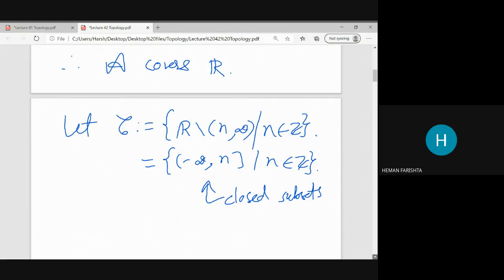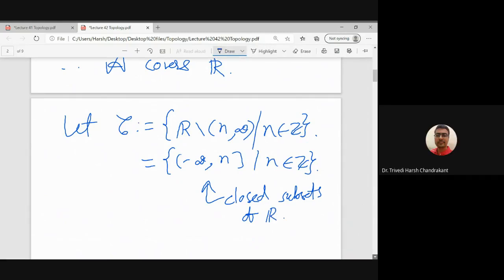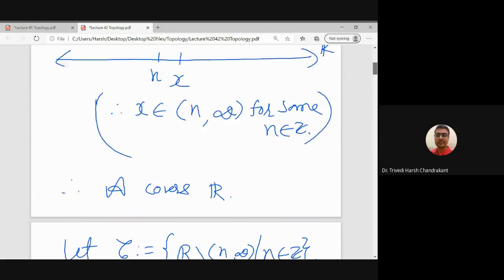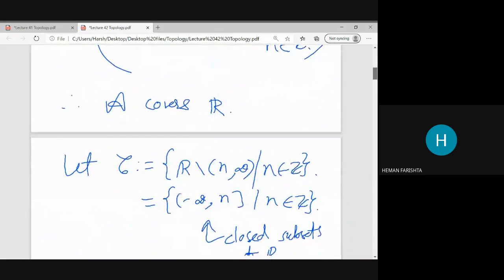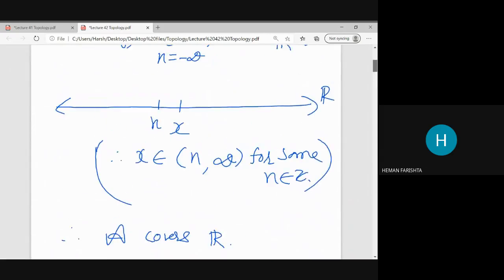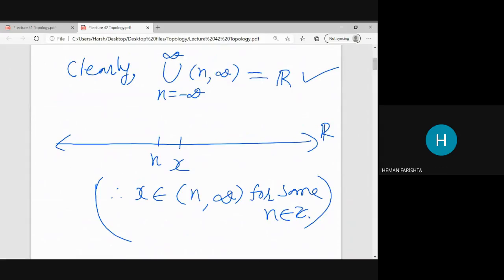So all these elements are closed subsets. Actually, I have one doubt. Yes, you have defined that union, it covers starting from minus infinity. So is this well defined? This union?